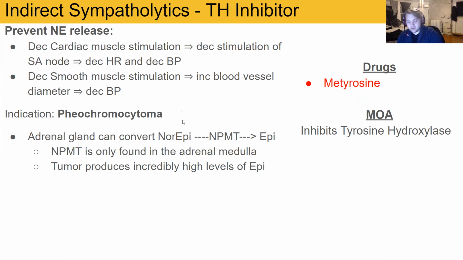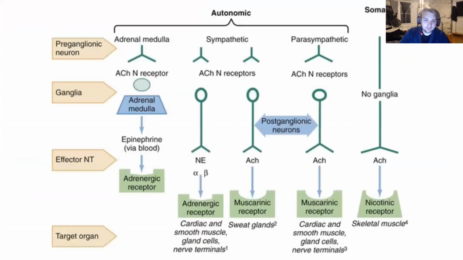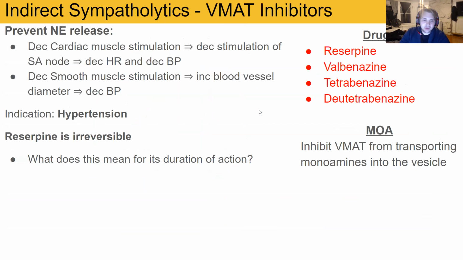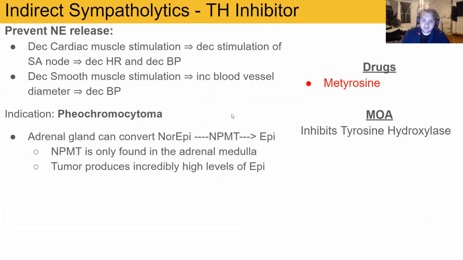If you remember, pheochromocytoma is a tumor of the adrenal gland in which the adrenal gland produces too much of its norepinephrine and epinephrine. And what's important to know is that the adrenal gland converts norepinephrine via this MPNT enzyme into regular old epinephrine. And that MPNT enzyme is only found in the adrenal medulla. And so the reason why we want to use metyrosine in this context is because the tumor is trying to produce as much epinephrine as it can. So by limiting the amount of norepinephrine that's available, we're going to be decreasing the amount of epinephrine as well.